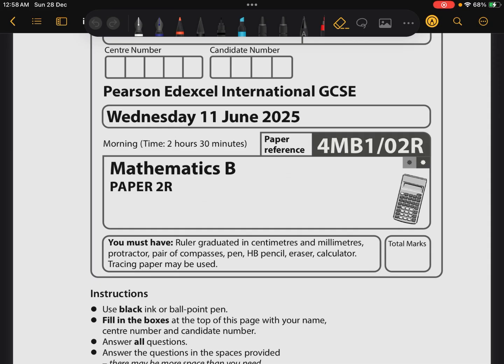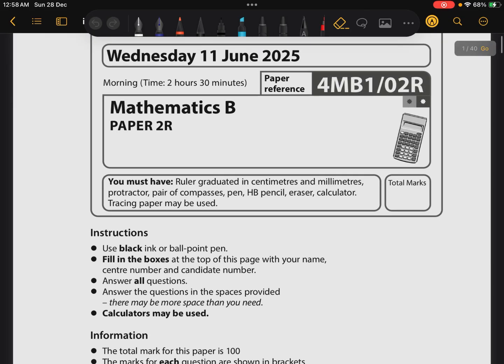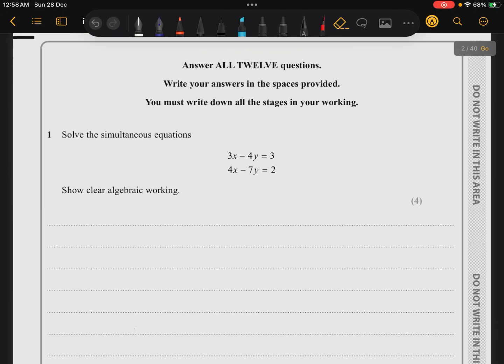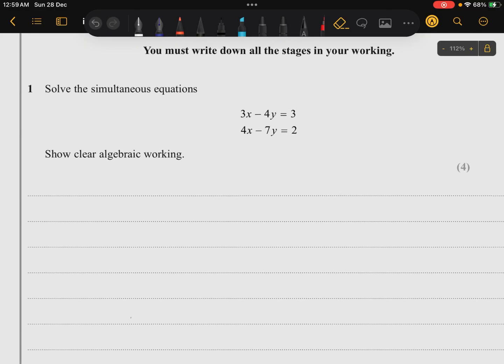So this is your Maths B instructor Abyad, and today we're going to solve the Maths B Paper 2 Regionals June 2025. So without further delay, let's move on to the questions. So the first question is to solve a simultaneous equations and find the value of x and y.